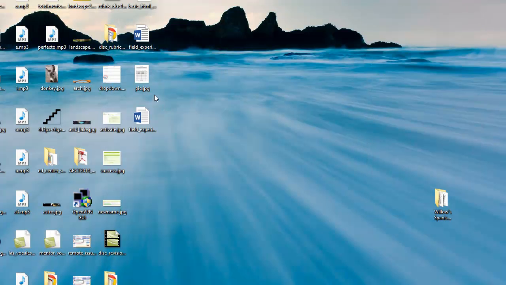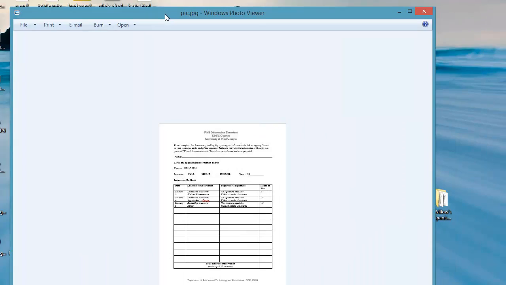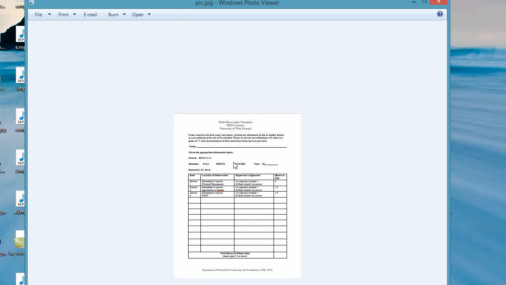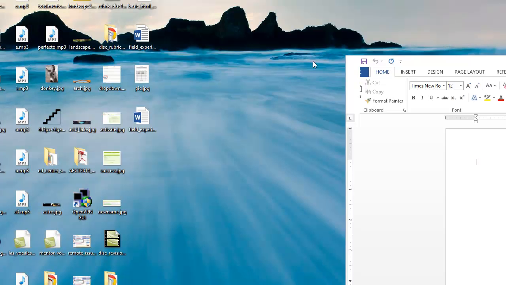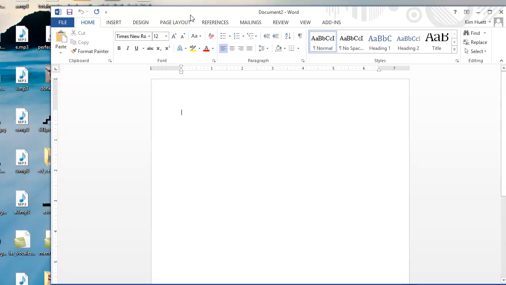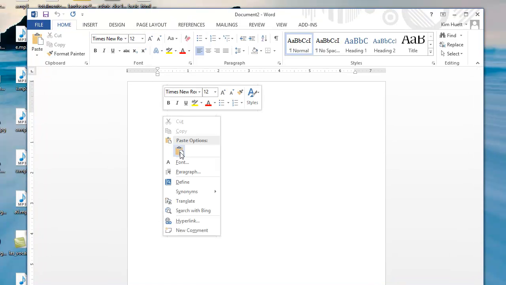So I have this picture. I have a picture of a field experience timesheet. Now this one is blank, but I've done it this way as a quick example. Let's pretend this is a picture. We see that? That's a nice little picture. Hopefully when we blow it up, it'll be clear. So I'm going to hit copy. I'm going to go to my Word document, and I'm going to hit paste.